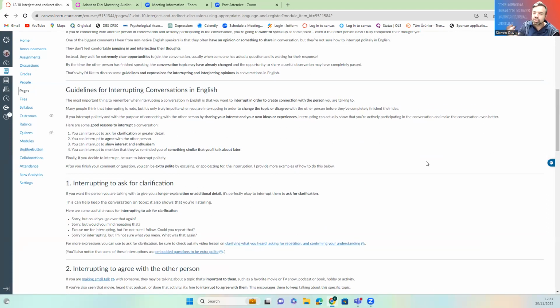So a good reason to interrupt somebody is to ask for clarification, to agree with the person, or to show interest or enthusiasm. You can interrupt as a reminder of something similar that you've talked about earlier. When you finish your comment or question, you can be extra polite by excusing or apologising for the interruption. And there are some examples listed below.